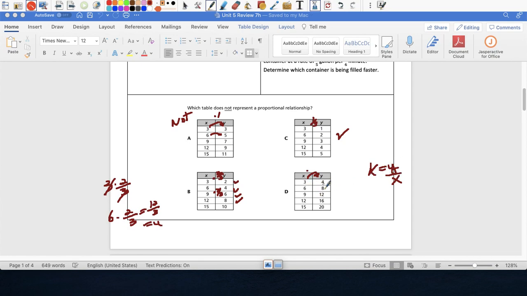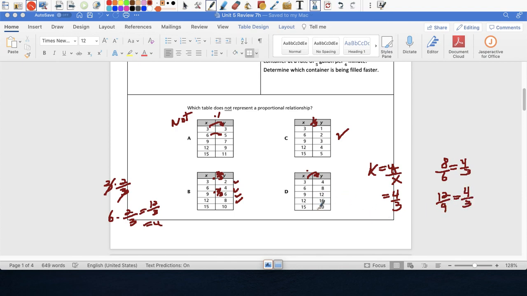So pick any of these points: (3, 4), (6, 8), (9, 12), (12, 16), (15, 20), and see if you get the same constant of proportionality. So let's do (3, 4). If you do that, you get 4/3. Well, let's do 6 and 8. If you do 6 and 8, you get 8 over 6, which is also 4/3. If you take the third point, 9 and 12, you get 12 over 9, and again, you get 4 over 3.